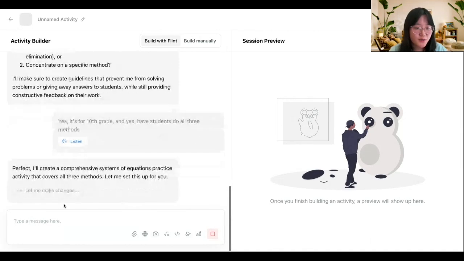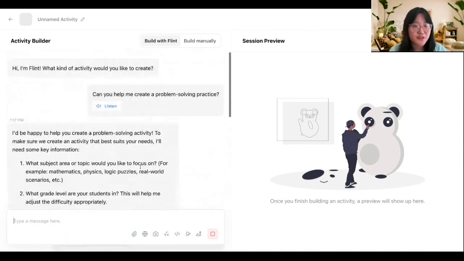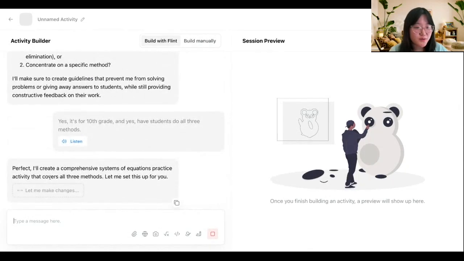So yeah, just through this quick conversation, it's going to set up an activity for me that covers all three of them. And then I can test this out in the preview and share it with students.